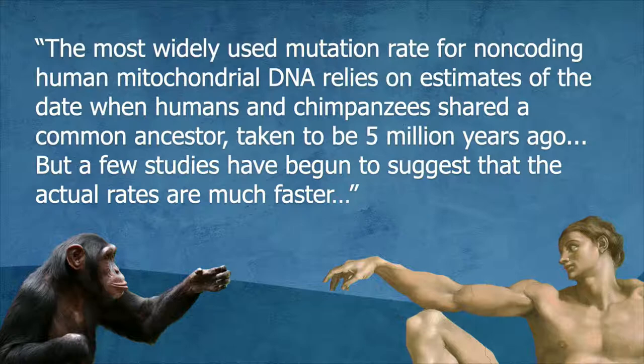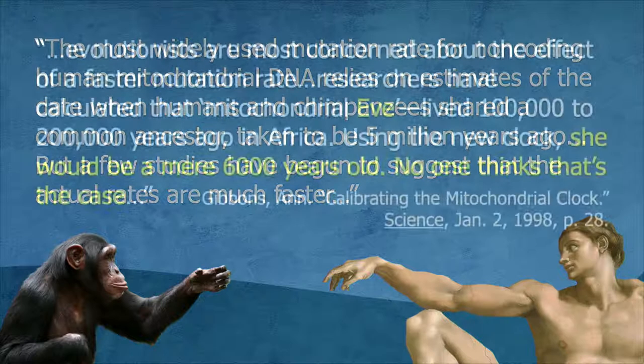So I'm going to start off with a long scientific quote, but hang in there as we try to seek to understand what's being said here. The most widely used mutation rate for non-coding human mitochondrial DNA, there's a handful, relies on estimates of the date when humans and chimpanzees shared a common ancestor. Right, this is speaking from an evolutionist point of view, taken to be 5 million years ago. But a few studies, from someone who subscribes to the evolutionary theories, have begun to suggest that the actual rates are much faster.